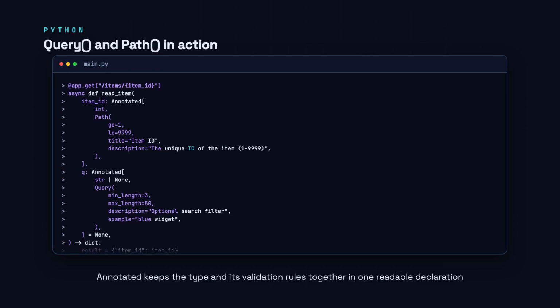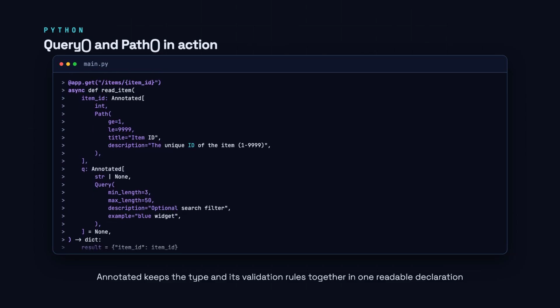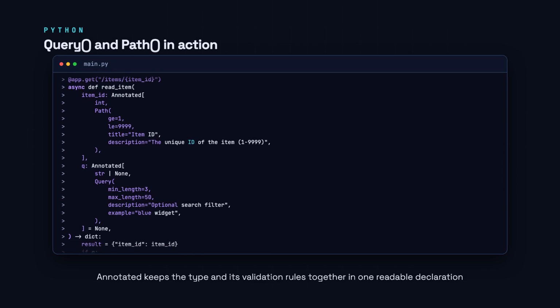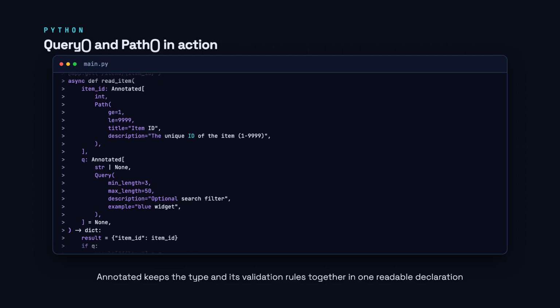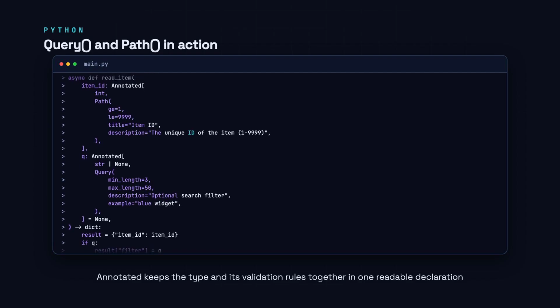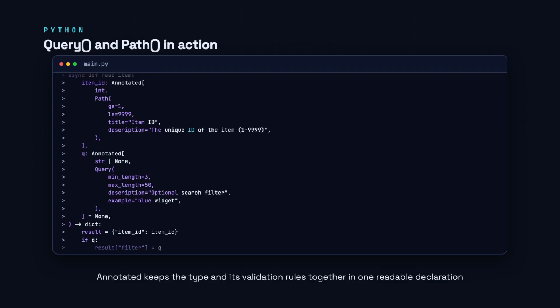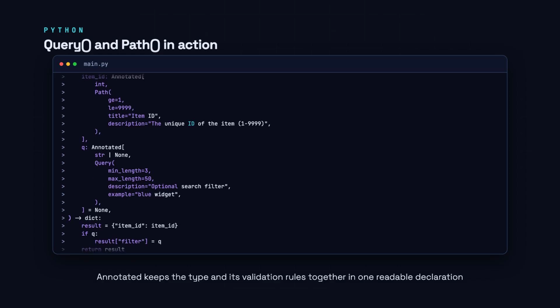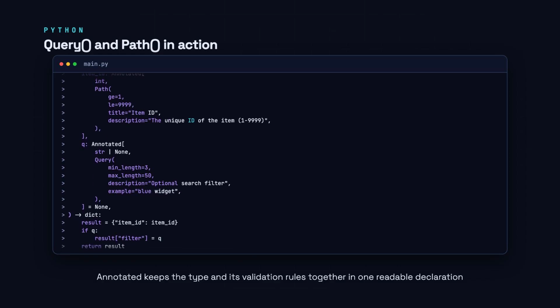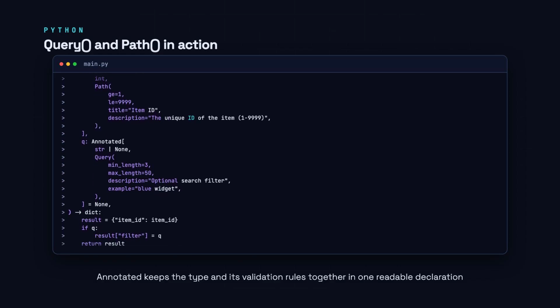The title and description will appear verbatim in the Swagger UI. The second parameter q is an optional string defaulting to None. Its Annotated wrapper holds a Query call with min_length 3 and max_length 50, plus an example value that populates the docs. Inside the function, we simply build and return a dict, no manual checks needed.